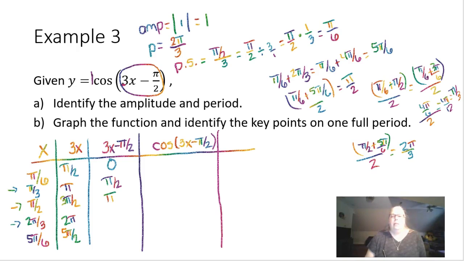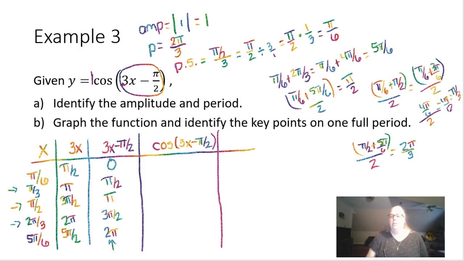2 pi minus pi over 2, that's going to give me 3 pi over 2. And then 5 pi over 2 minus 1 pi over 2, that's 4 pi over 2. But that reduces to 2 pi. And now these should look very familiar to you because this column is the key angles for the cosine.